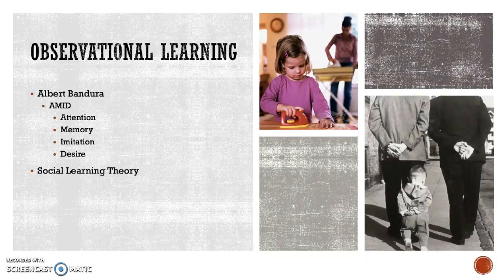The final process is observational learning. Observational learning is learning a new behavior through watching the actions of someone else doing that behavior. This can be a positive or a negative behavior. Albert Bandura, through a series of observational learning experiments, concluded that four elements must be present for this to occur successfully. They are attention, memory, imitation, meaning if they are capable of reproducing the action, and desire. This is also referred to as social learning theory.